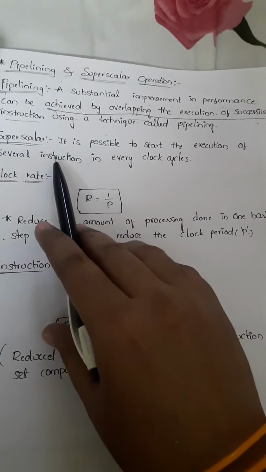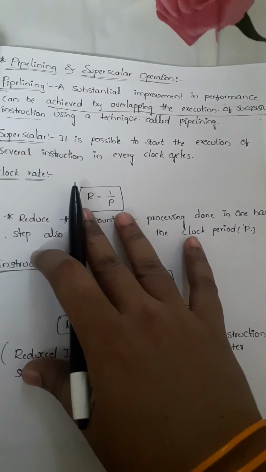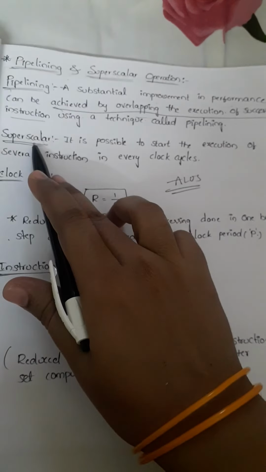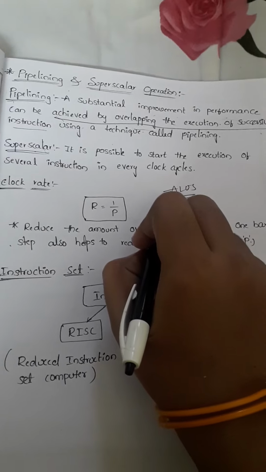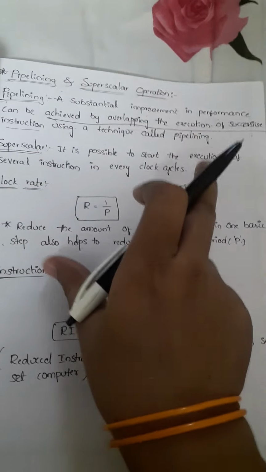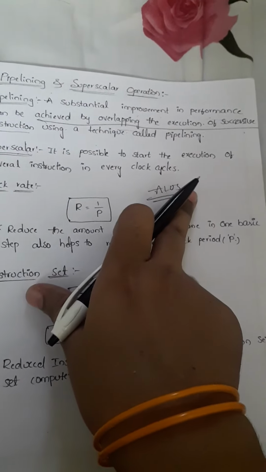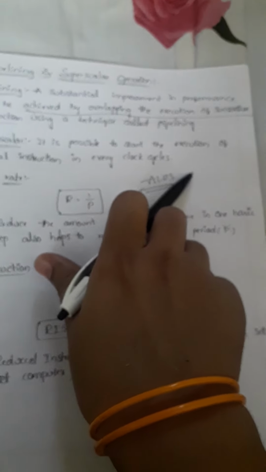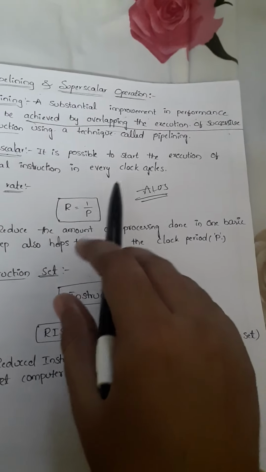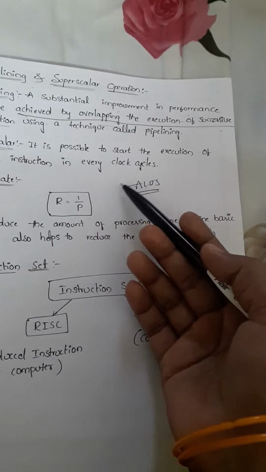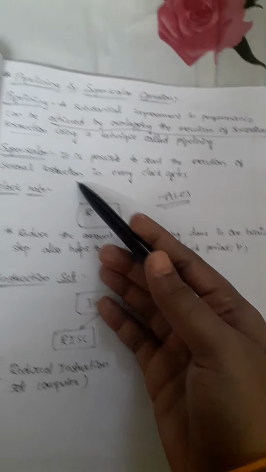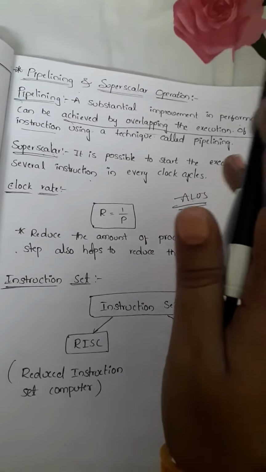Now coming to the superscalar operation. A superscalar computer consists of a larger number of ALUs, that means arithmetic logic units, which perform many operations simultaneously. ALUs will perform different operations, addition, subtraction, multiplication, like that, right? Since they perform many operations simultaneously, execution time may be reduced, then speed of operation is increased. So we can say it will achieve better performance, but the cost is very high compared to pipelining computers.